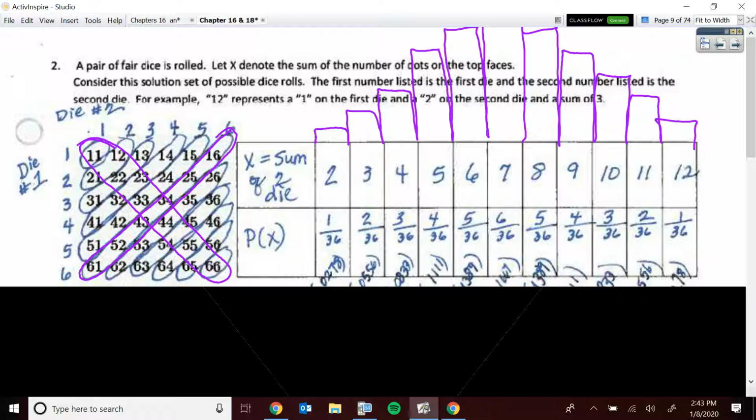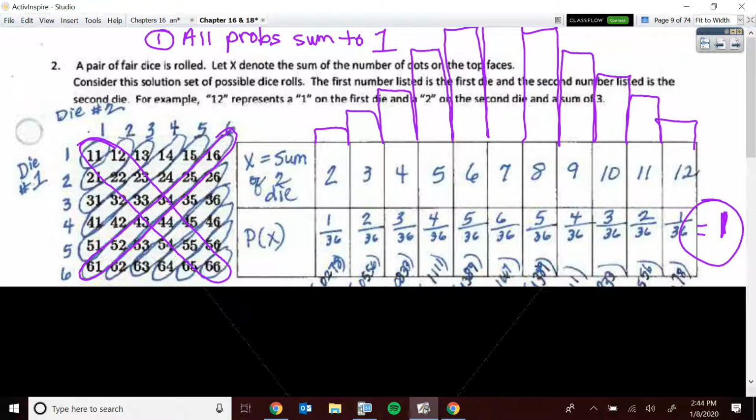Okay. 2 other things I want us to know about qualities of these probability distributions. So fact number 1, all of these probabilities sum to how much? 36 out of 36, which is 100%, which is 1. So all the probabilities of a probability distribution have to sum to 1, because this is representing the population of what all the possibilities are.